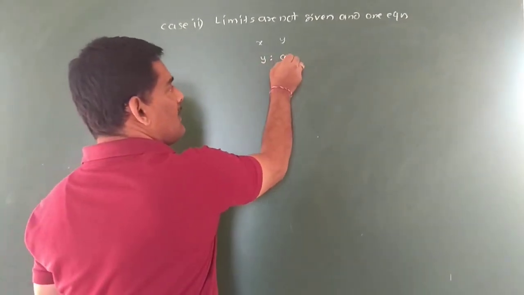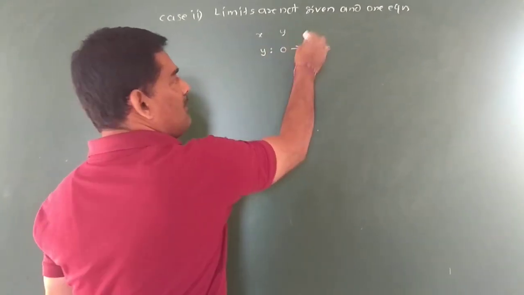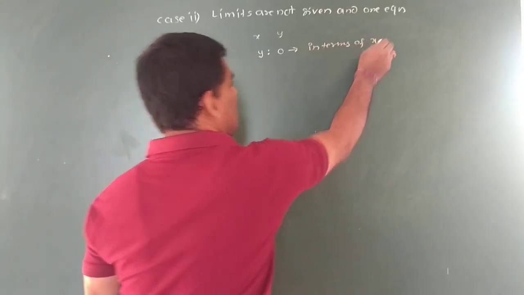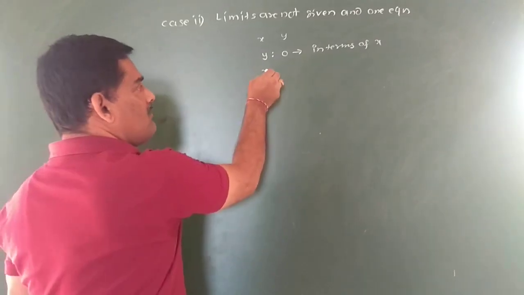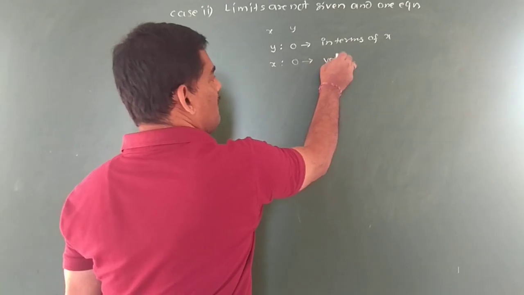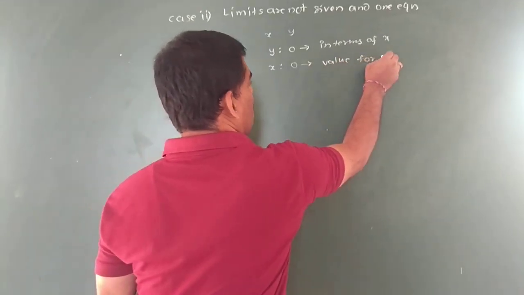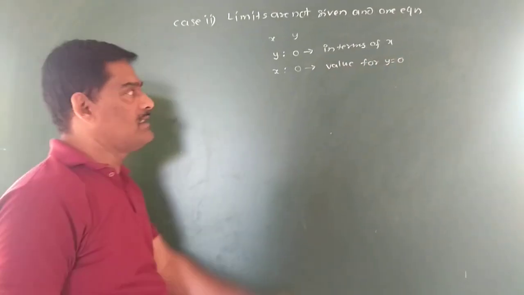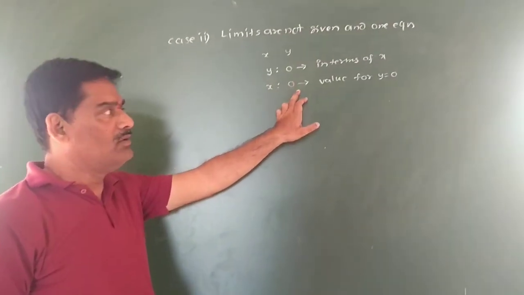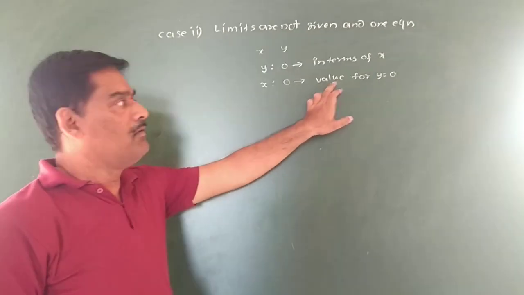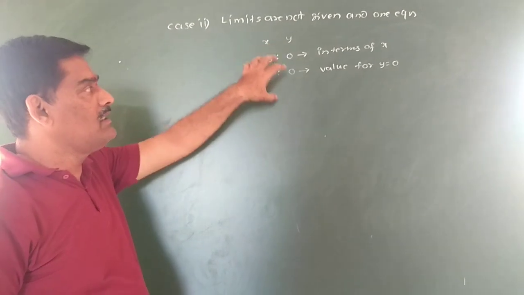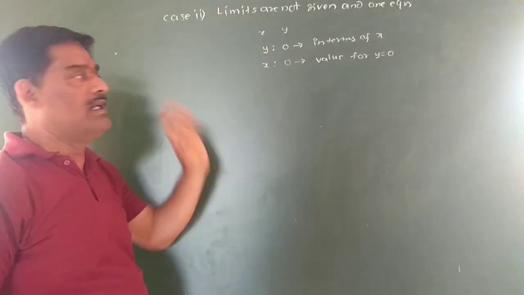The corresponding limits are 0 to that y variable represented in terms of x. Then the x variable limits are taken as 0 to a particular value, which you get by taking y equal to 0. That means, in order to get the x variable limits, starting with 0, you will get one value when you substitute y equal to 0 in the given equation. So by using these two limits, you can directly find the integration.